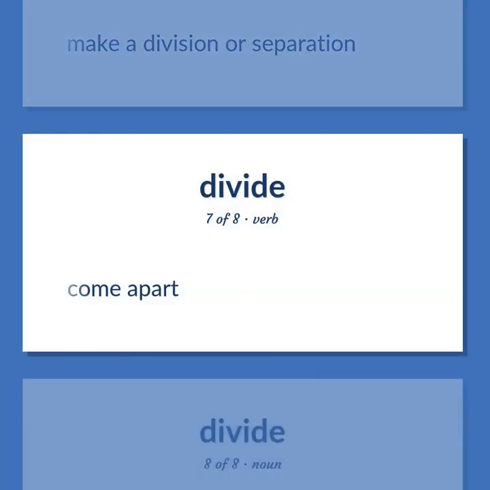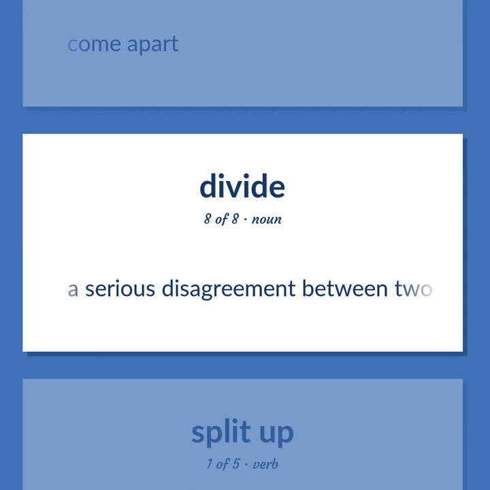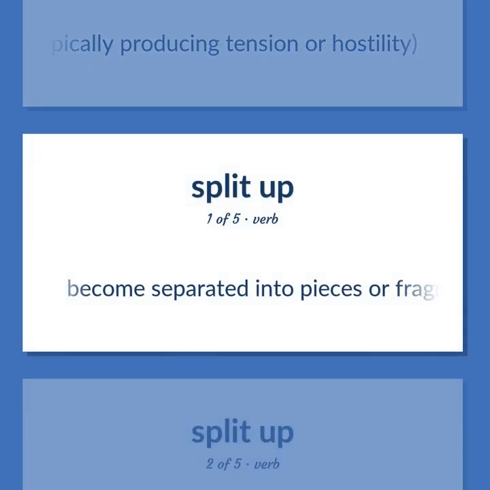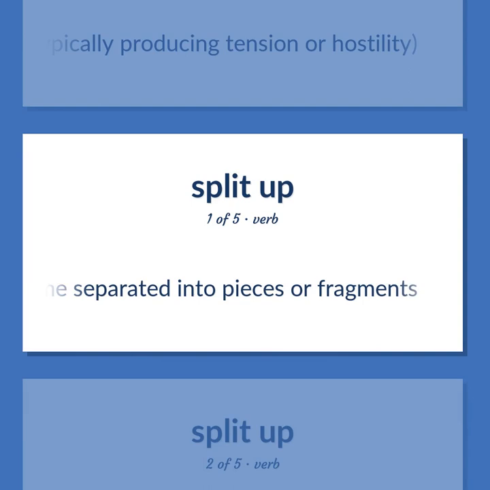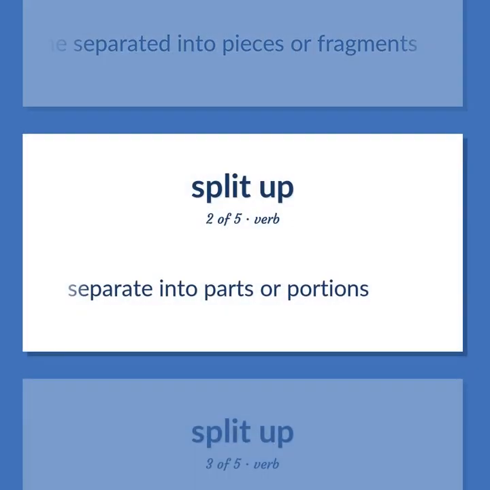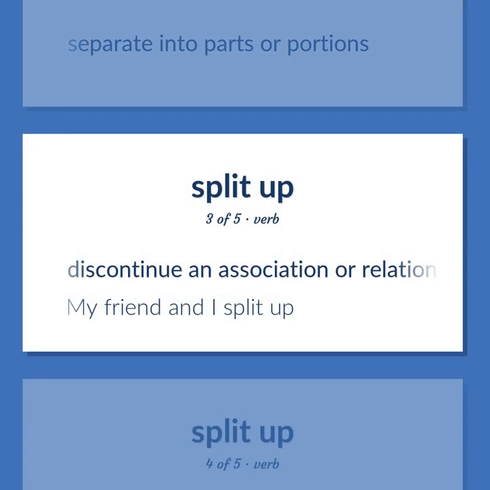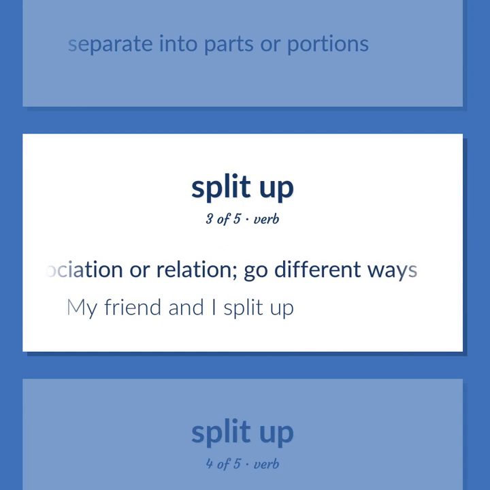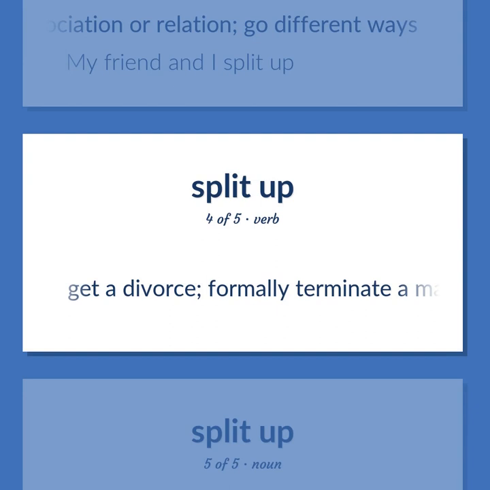Come apart. A serious disagreement between two groups of people, typically producing tension or hostility. Become separated into pieces or fragments. Separate into parts or portions. Discontinue an association or relation. Go different ways. My friend and I split up. Get a divorce. Formally terminate a marriage.